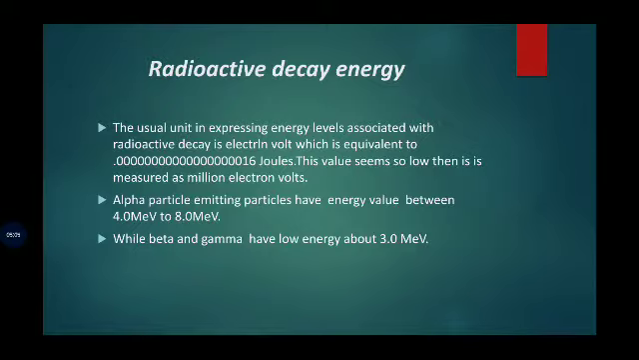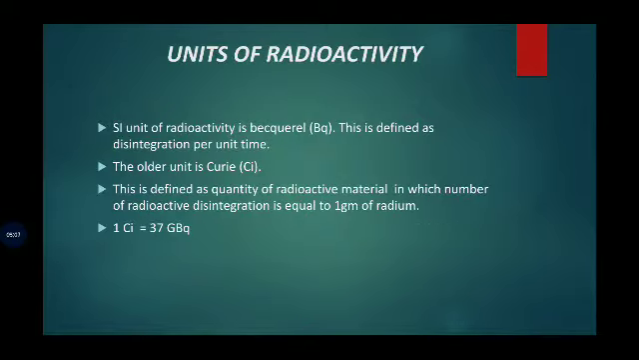Units of radioactivity. The SI unit of radioactivity is the becquerel. This is the newer term which is generally used these days. The older unit is the curie, derived from its inventor Madame Curie. This is the quantity of radioactive material in which the number of radioactive disintegrations is equal to that of 1 gram of radium, and 1 curie is equal to 37 gigabecquerel. So this defines how large the radioactivity of 1 curie is with respect to 1 becquerel.